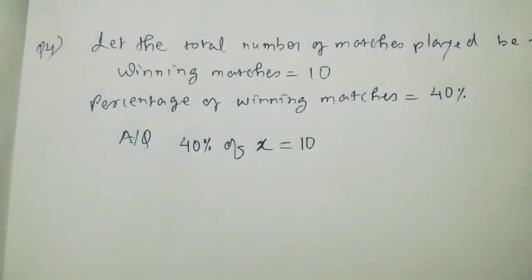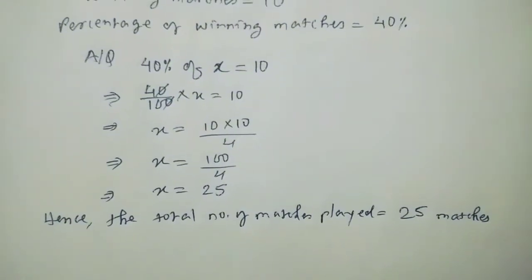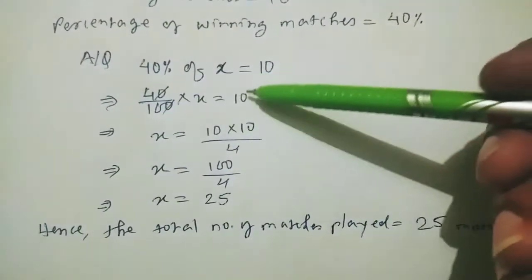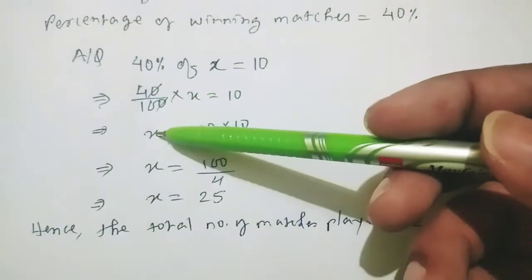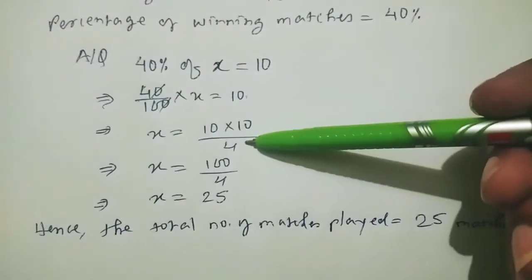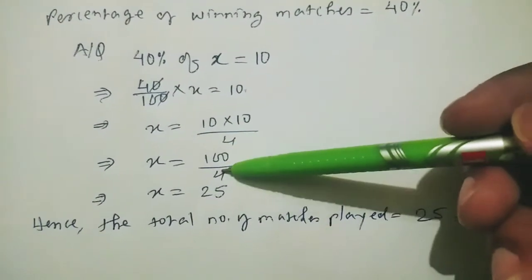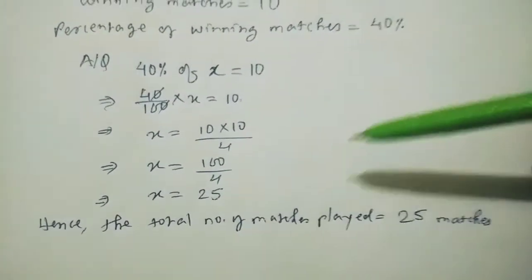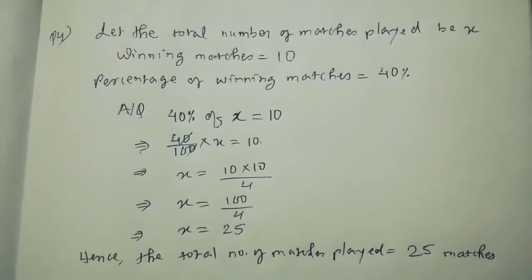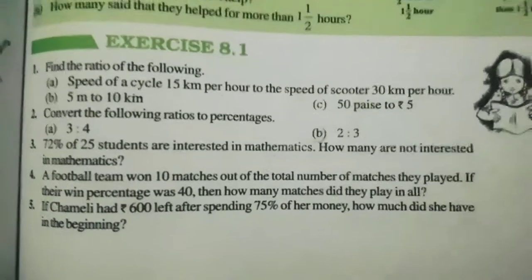Okay, let's do the equation. In this way you can solve it. 40 by 100 into x equals 10. So the zero cancels, and x equals 10 going this side and 4 coming down. So 10 into 100 by 4 is 25. So the total number of matches played equals 25. Understood, students? Now question number 5.